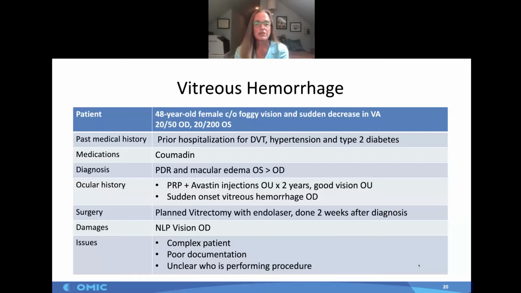Unfortunately, during the surgery, there was some unanticipated bleeding, and shortly thereafter, the patient developed no light perception vision in the right eye, a very poor outcome. So this was a complex patient. The problem was there was also poor documentation. For instance, it was unclear who was actually performing the procedure. Next slide, please.